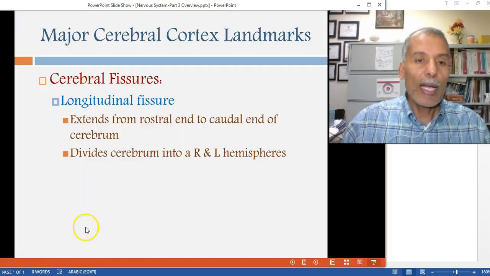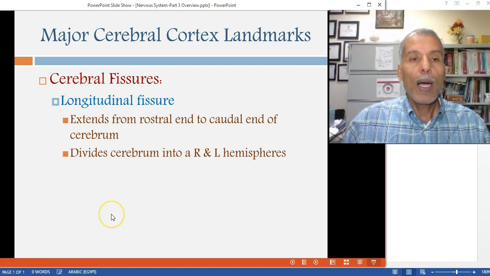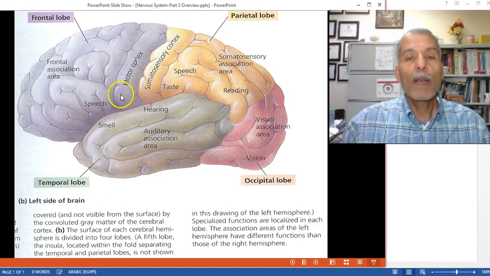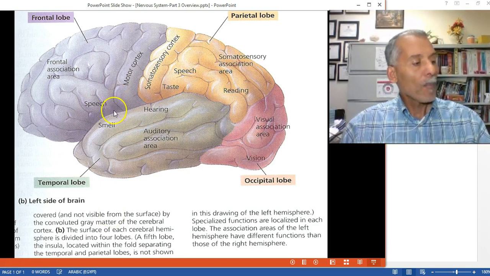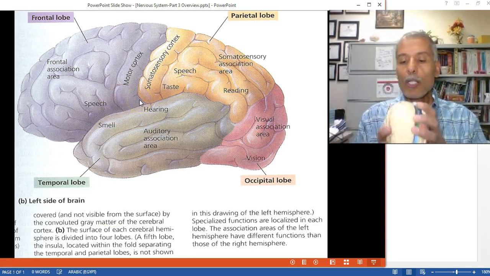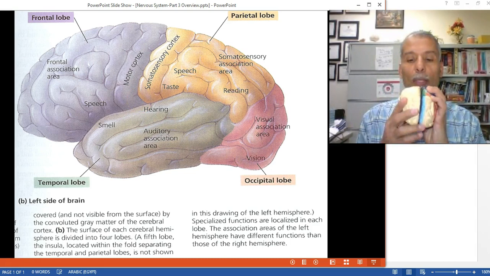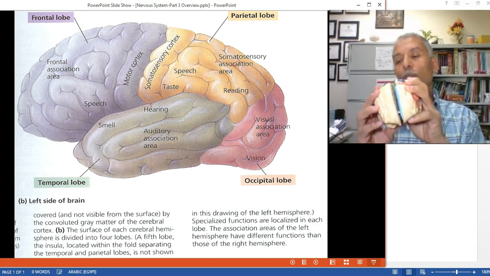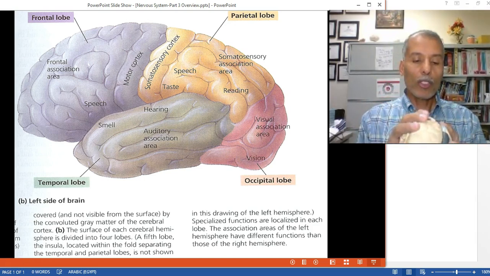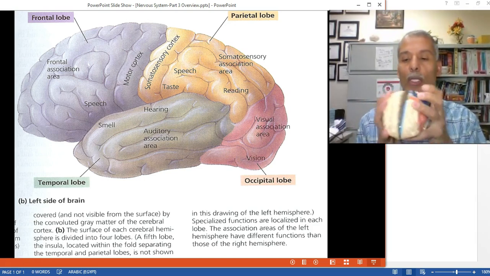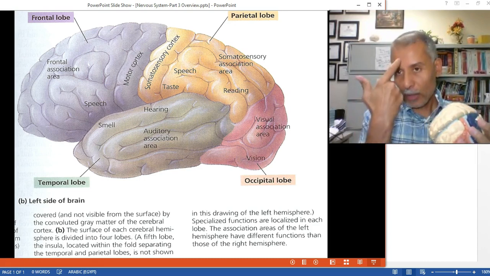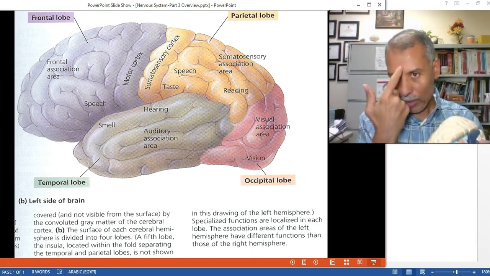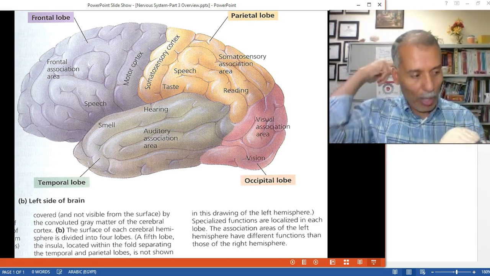In order to understand this, I'm going to discuss some of the fissures. We spoke about the longitudinal fissure that divides the brain into right hemisphere and left hemisphere. The longitudinal fissure lies between the two hemispheres and extends from the front way to the back.